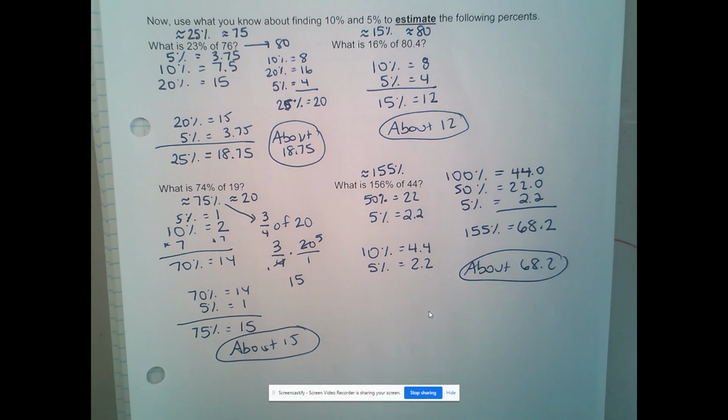So basically, to wrap it up, 10% is where you move your decimal point over one place so you can find 10% of a number. And then from there, you can find any percentage that is a multiple of 5 or a multiple of 10 and estimate your answer without needing the percent proportion.